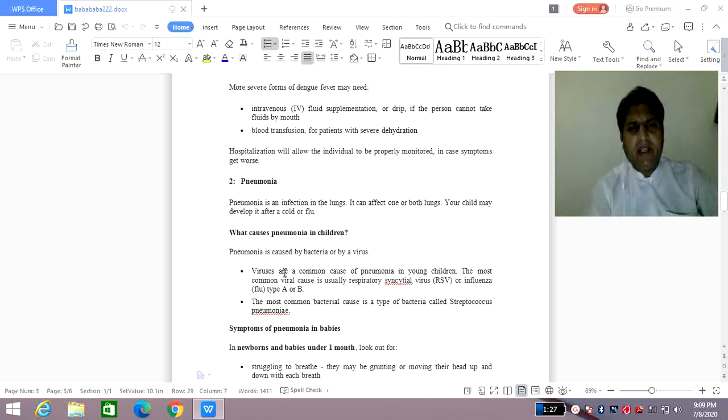One thing to keep in mind: two types of microbes are responsible, viruses as well as bacteria. As for viruses, most commonly respiratory syncytial virus, known as RSV, or influenza flu type A and B. Most commonly the bacterium responsible for causing pneumonia in children is known as Streptococcus pneumoniae. So Streptococcus pneumoniae is also one of the bacteria.